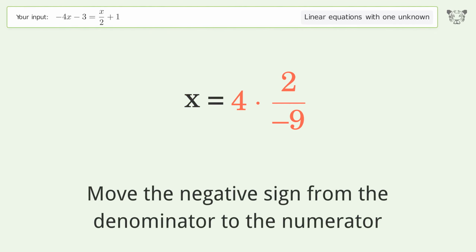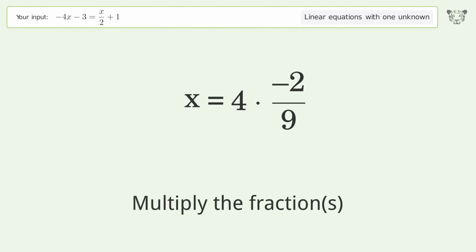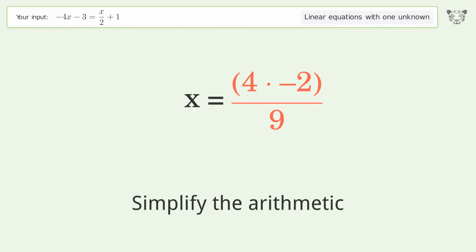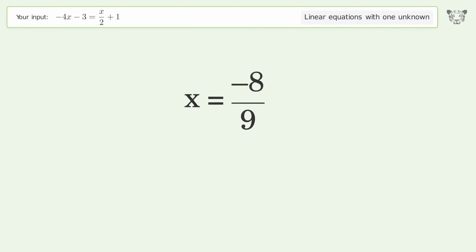Move the negative sign from the denominator to the numerator. Multiply the fractions. Simplify the arithmetic. And so the final result is x equals -8/9.